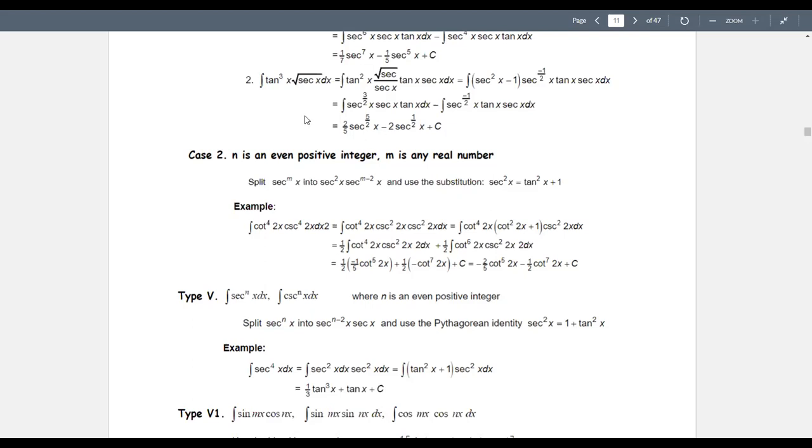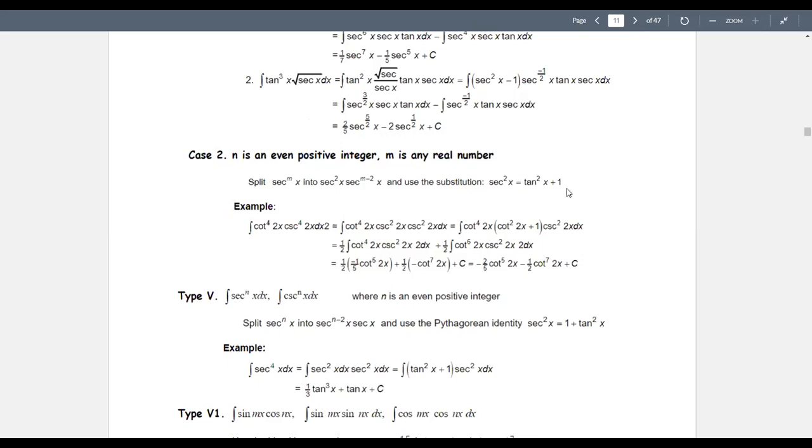However, in case 1, tangent is being converted to secant, or it could be cotangent being converted to cosecant squared. In here, it's the other way around. It's secant squared x which is being converted to the tangent of x squared. Or it could be the cosecant squared of x being converted to the tangent squared of x. We are using the same identity. It's just a matter of transposing one term to the other side of the equation.